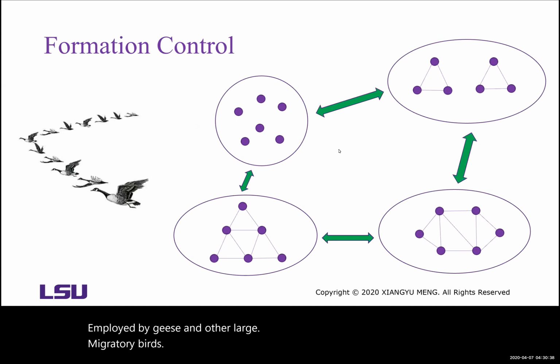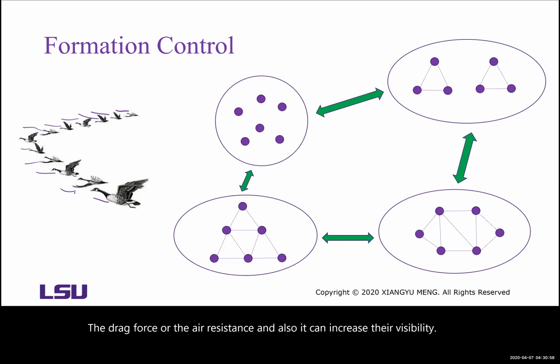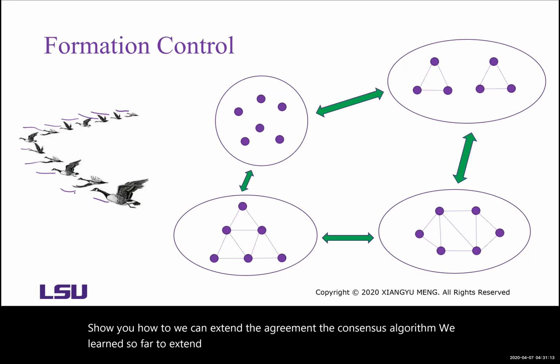In this way, it is thought that the geese can reduce the drag force or the air resistance, and also it can increase their visibility. So basically, we want to show you how we can extend the agreement, the consensus algorithm we learned so far, to solve the formation control problem.